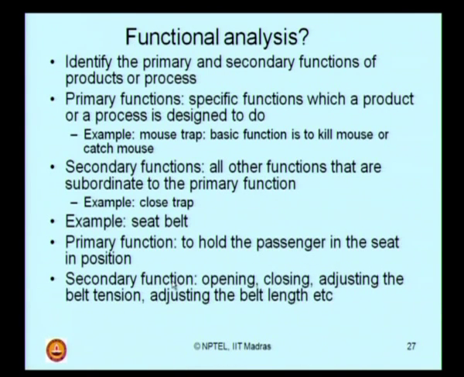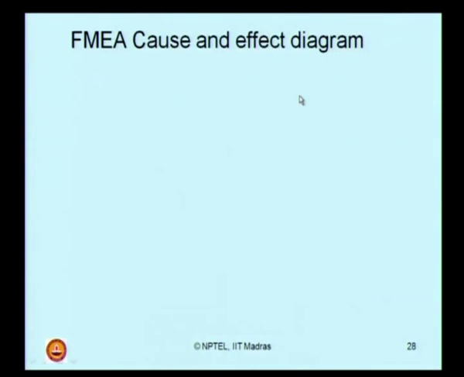The secondary function could be opening the belt, closing the belt, adjusting the belt tension, adjusting the belt length, etc. So, if you identify a specific component, you can do an easy functional analysis, which is essentially to be done before you do an FMEA, and functional analysis is divided into two parts. You have to identify the primary and secondary functions of the component.